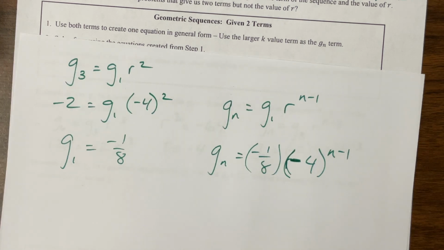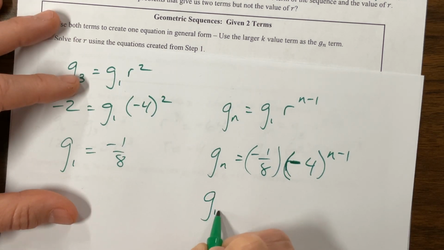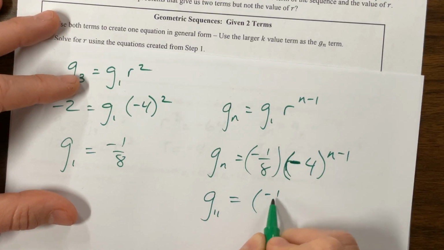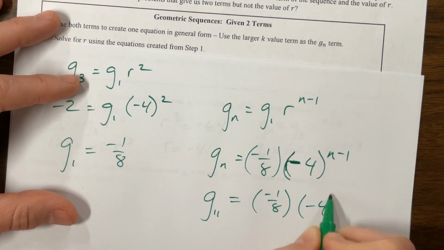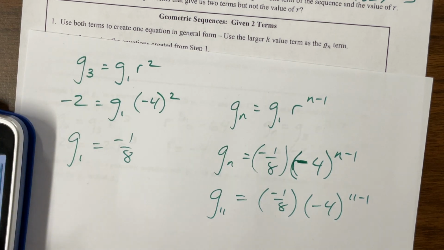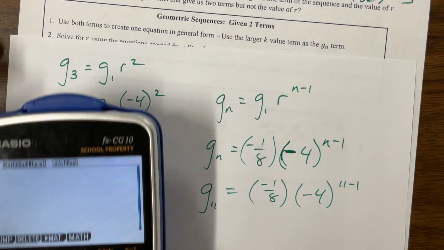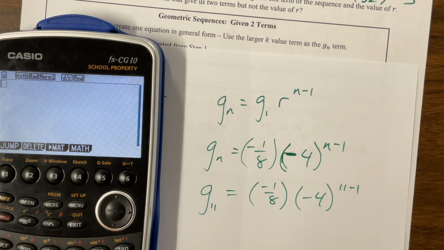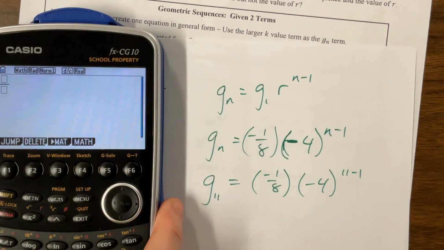Oh, these are gross because they just give, g sub 11 would be equal to negative 1/8 times negative 4 to the 11 minus 1. And I do not expect you to know 4 to the 11th power. 2 to the 11th maybe, or the 10th, I mean, but whatever. Can you see my calculator?